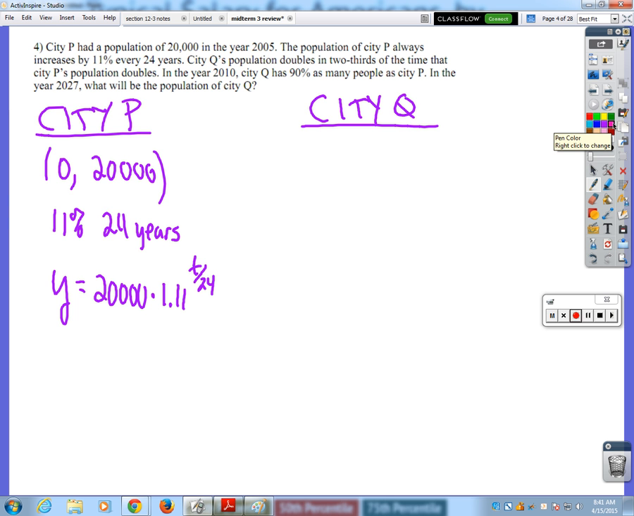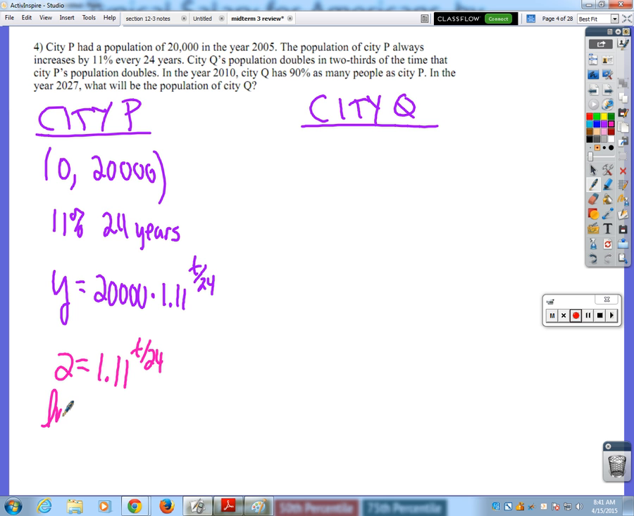Okay, good. So what Mackenzie's doing is she's saving a step because if it's starting with 20,000 for it to double there, it has to be 40,000, right? So you make this equal to 40,000. But your first step in solving would be to divide by 20,000, you're going to get 2. So she says just go 2 equals 1.11 to the P over 24 power and solve that for P. So how do you solve that for P?